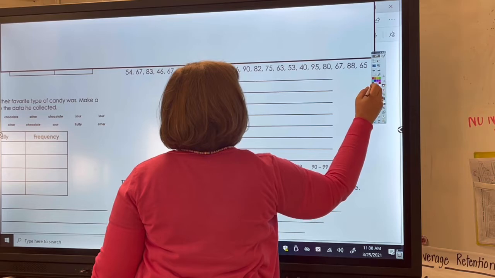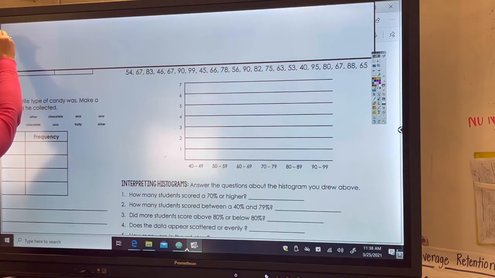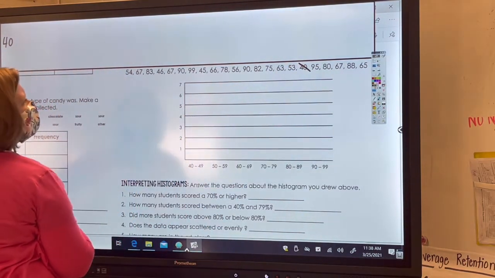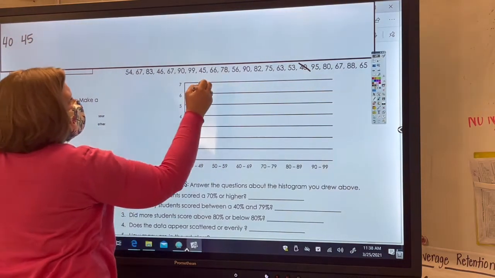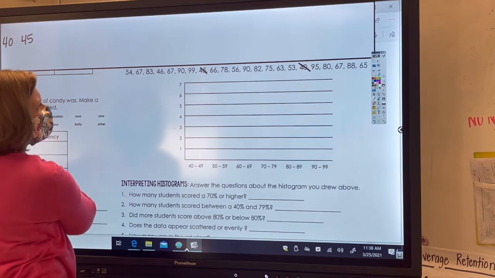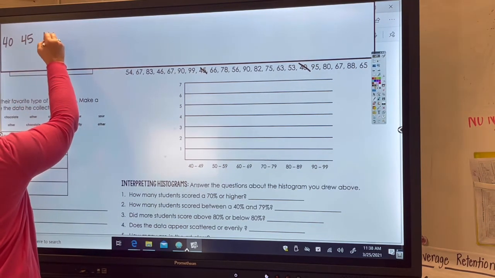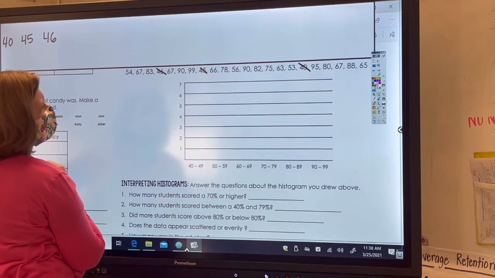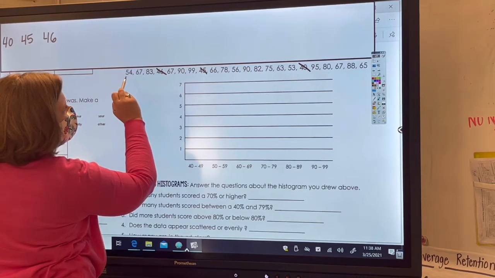Oh well, it's just gonna have that black box around it. Let's see. 40. Oh, somebody made a 40 on the test. That was not good. 40, 45. 46. 54. Let's see. Probably shouldn't be talking out loud.